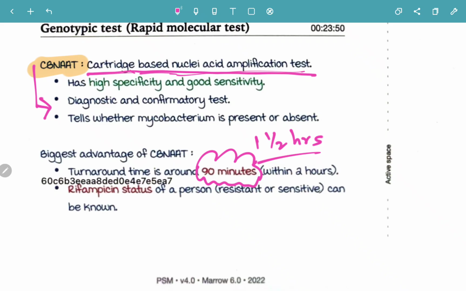Rifampicin status of a person can always be known under CBNAT. So by just CBNAT, whether the bacilli is rifampicin sensitive or resistant can also be known.